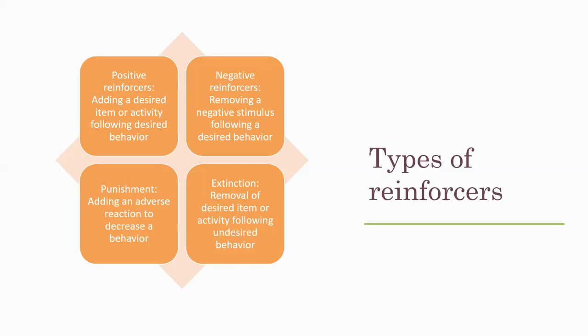Spanking is an example of punishment. When a child is spanked following an undesired behavior, they associate the spanking with the behavior and will cease doing that behavior to avoid being spanked. And lastly, extinction is when the reinforcer for a negative behavior is discontinued.